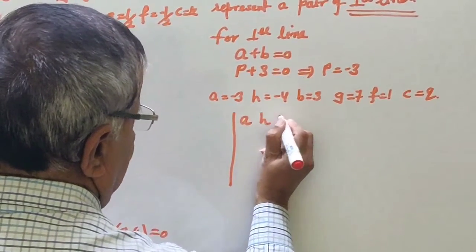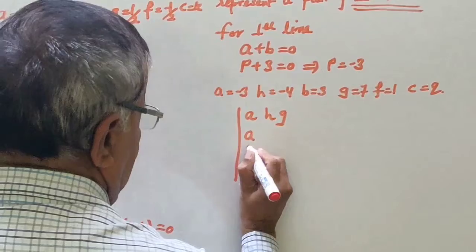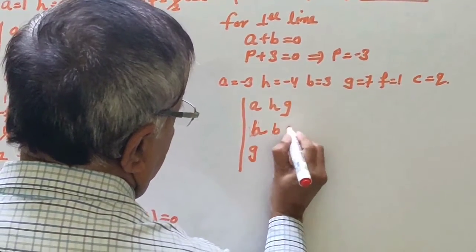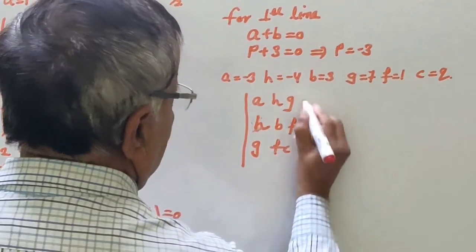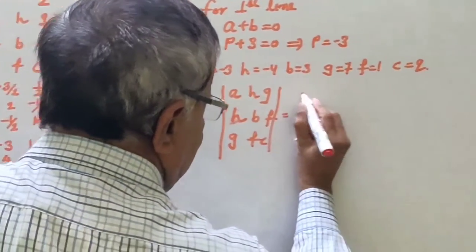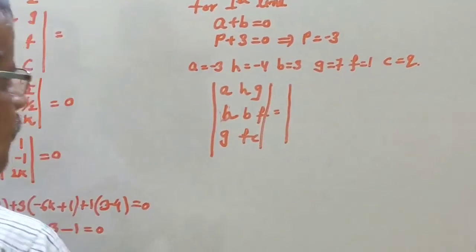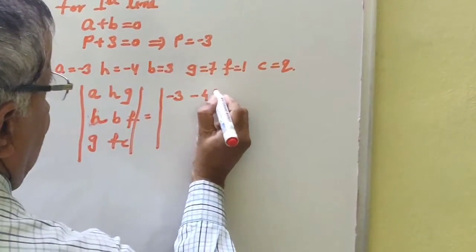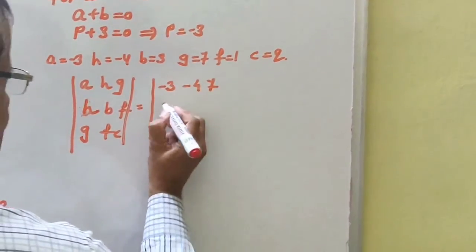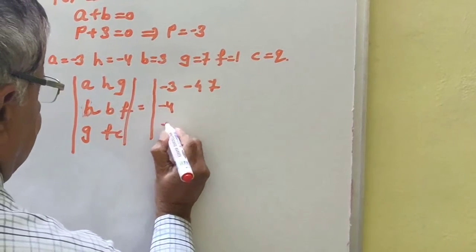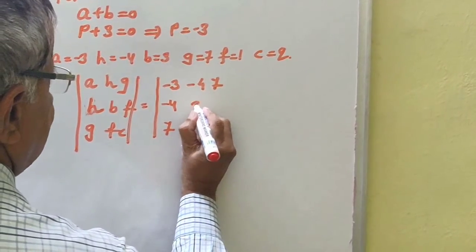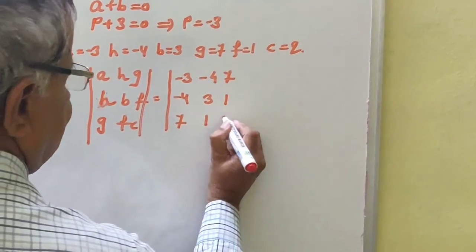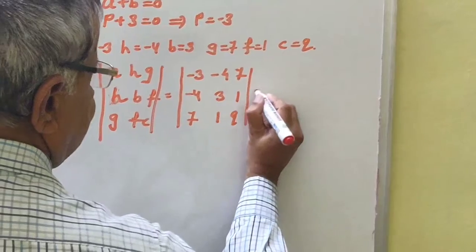A, H, G; H, B, F; G, F, C. Okay. Now I am substituting the value here and equate with 0. So what will come here? Minus 3, minus 4 and 7. Okay. Now this is again minus 4 and 7 will come here. What is the value of B is 3. What is the value of F is 1. 1 is here. What is the value of C is Q is equal to 0.